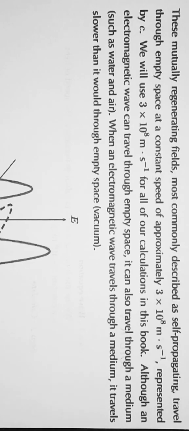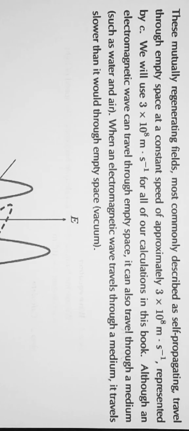These mutually regenerating fields are commonly described as self-propagating. So they actually travel by themselves, spreading out through empty space at a constant speed of approximately 3 times 10 to the power 8 meters per second, represented by C. So the speed is represented by C.